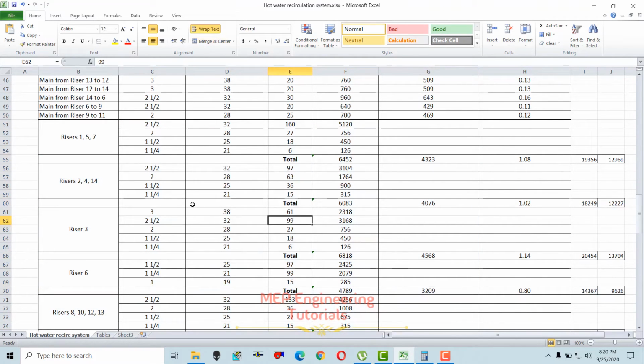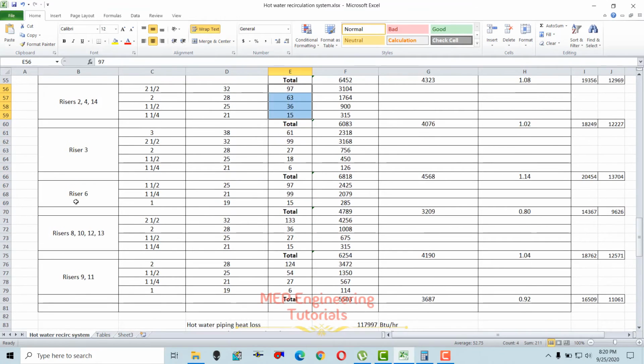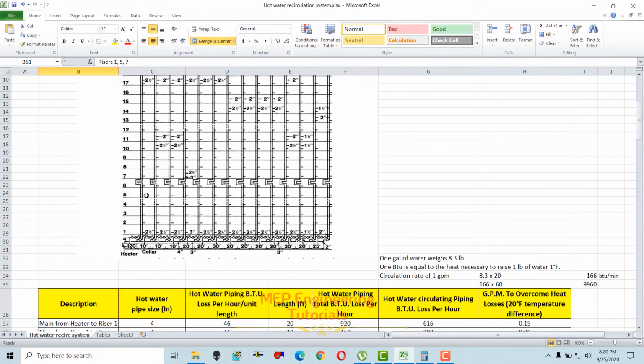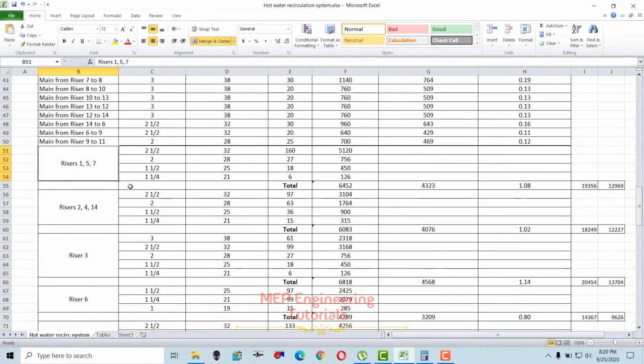So if you see riser 1, 5, 7, I wrote it combined because the length was the same, that's why I wrote 1, 5, 7 together, and 2, 4, 14 I wrote together because of the length. So I have written together all of these just because of the length. So if you go for riser 1, 5 and 7, you have to check their lengths from the AutoCAD plans and you have to write the lengths accordingly.